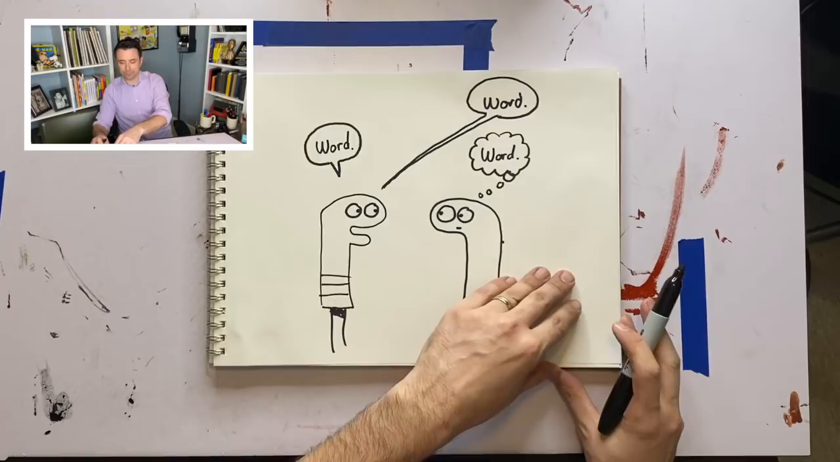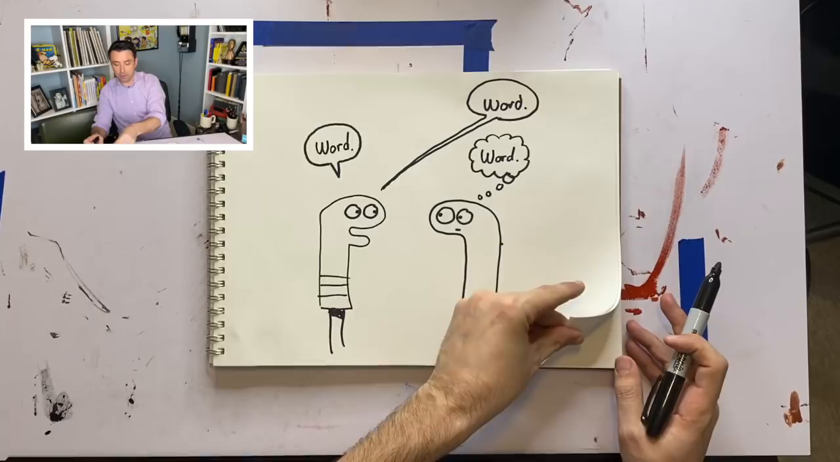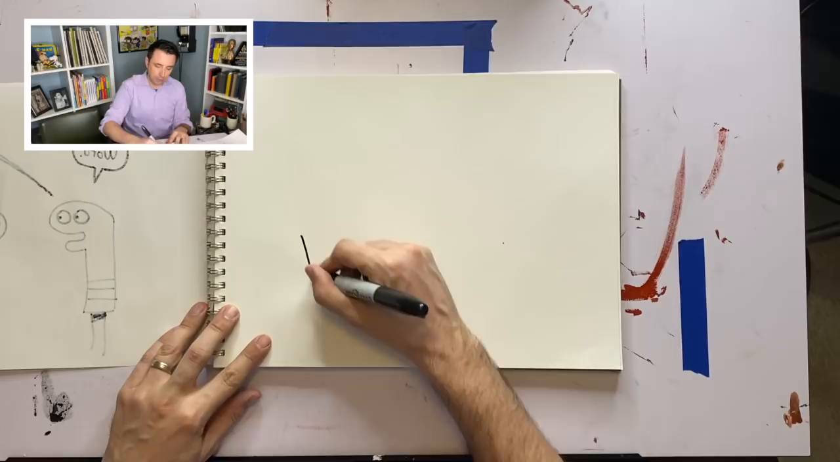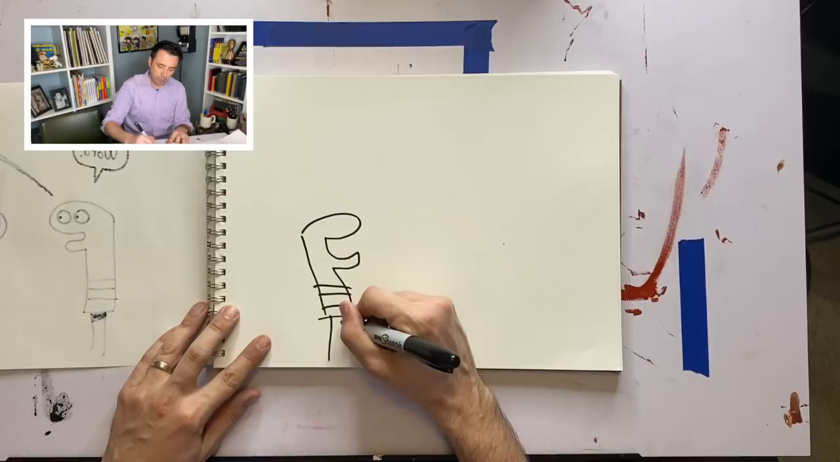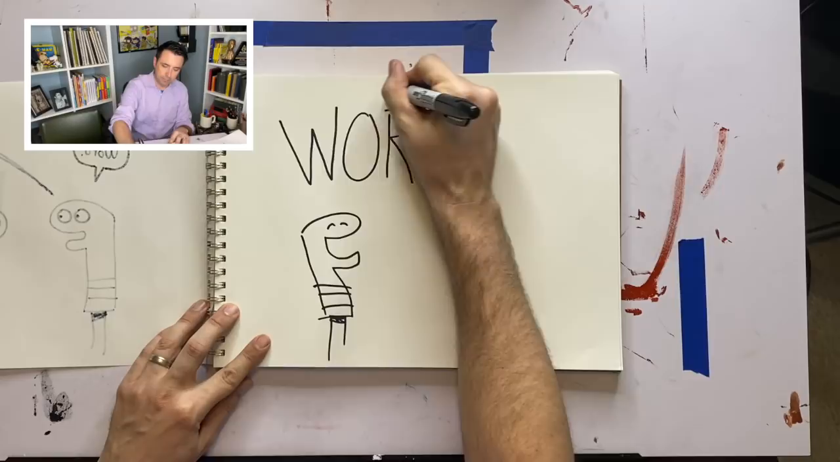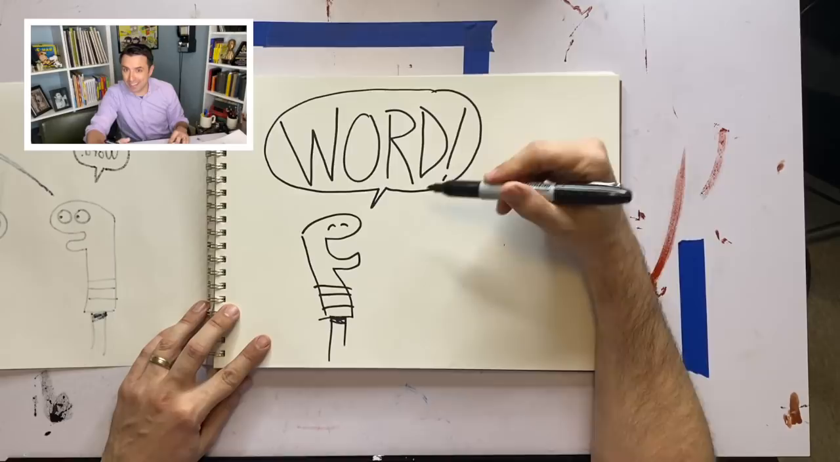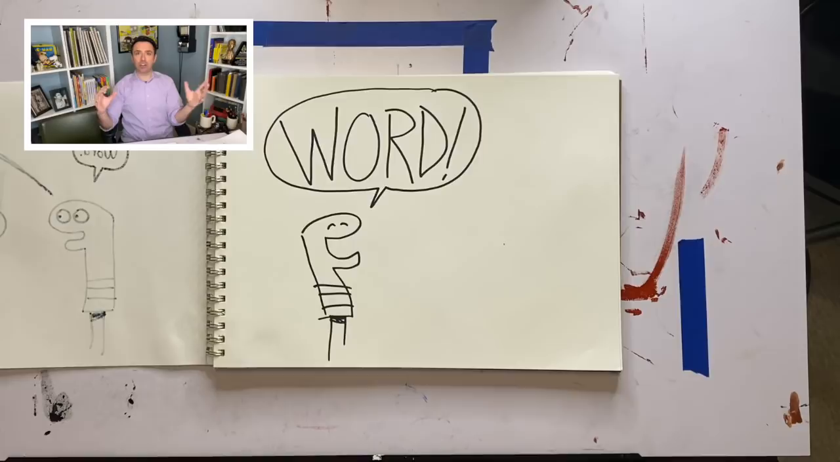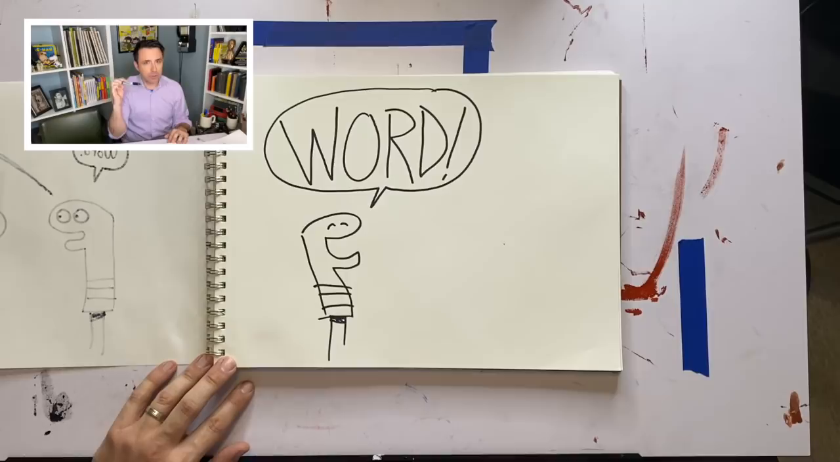Now, I can also control volume through the visuals, because we're all speaking at different volumes throughout the day. So let me draw this character with the stripes, a sock puppet with the stripes. Now, at what volume is that character speaking? Loudly. Really, really loudly. Word! And how did I do that? So you saw that and you instinctively knew that this character was speaking loudly. But how did I do that?